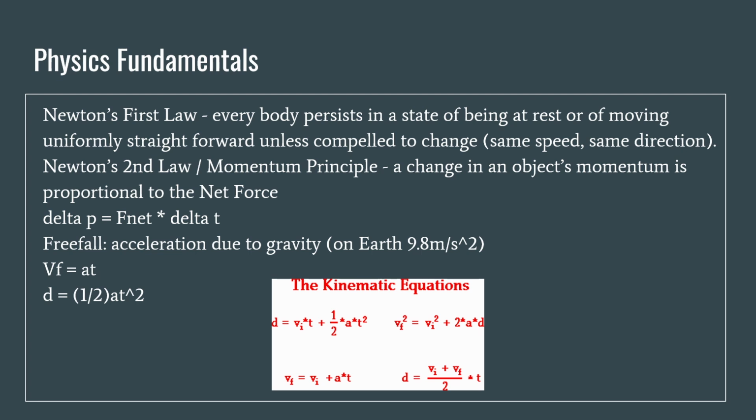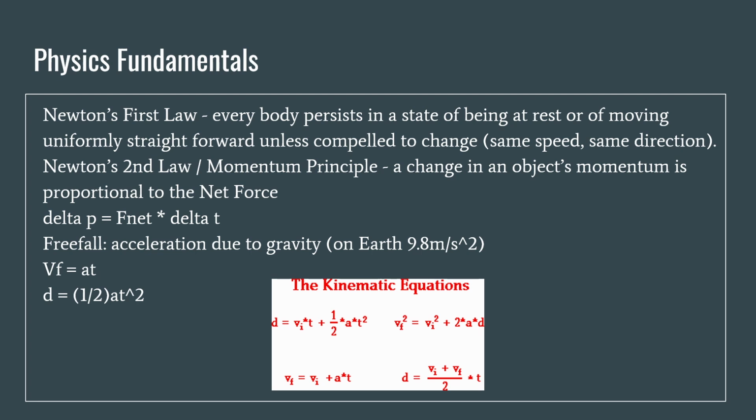The important physics fundamentals for this lab are, of course, Newton's first and second laws, basically stating that if something's at rest, it's not going to move, and if it's moving, it's going to move at the same velocity unless it's acted on by something else. And then the second one is just delta P equals F net times delta T. And those are important because your x isn't going to change for this one just because we're dropping it straight from one point. So we're working entirely in the y.